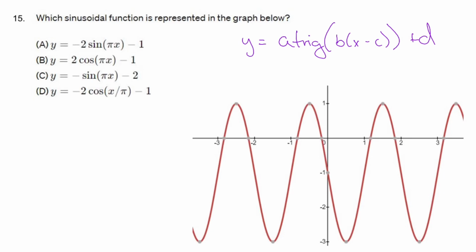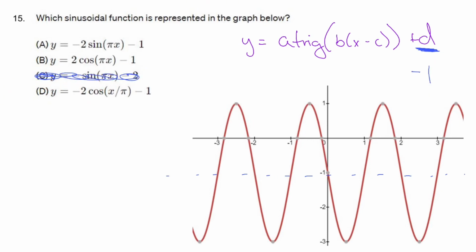The first thing that you should always start out with when trying to figure out an equation is your midline. At least that's one of the first things you should figure out. Where do I have a horizontal line cutting this guy in half? Well, it looks like that happens at -1. So this is going to be -1, which eliminates c.